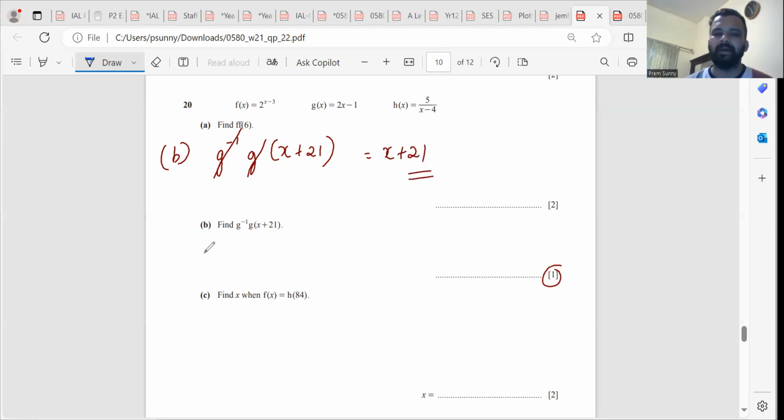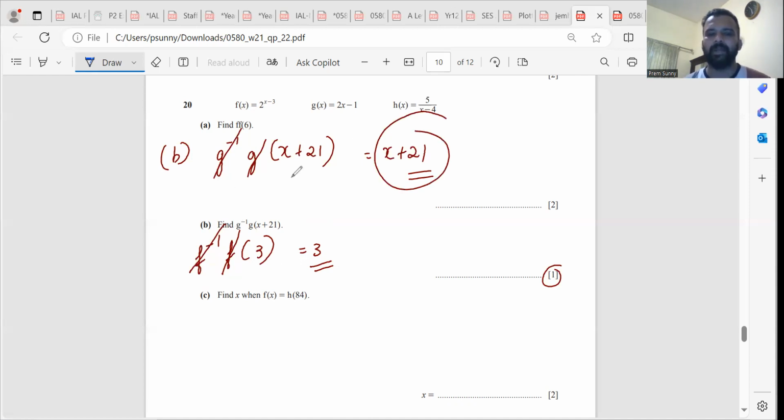I'll give you another example. f inverse of f of 3. A function and its inverse, f inverse and f, get cancelled, and you will end up with the final answer as 3. So always make sure that if we have an inverse and a function together, they both get cancelled. So our final answer in this case will be x plus 21, because g inverse and g get cancelled.